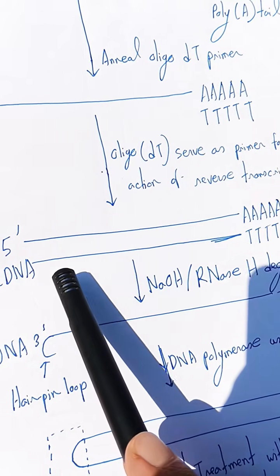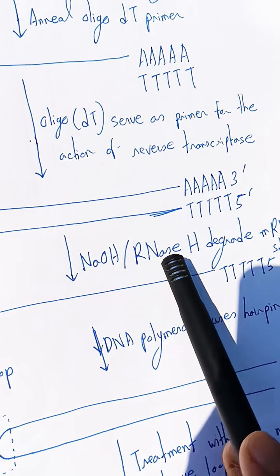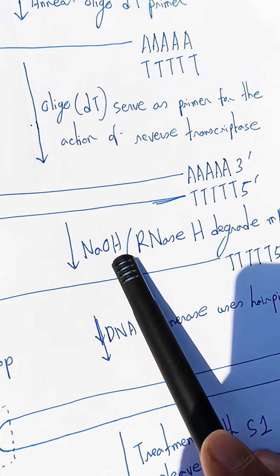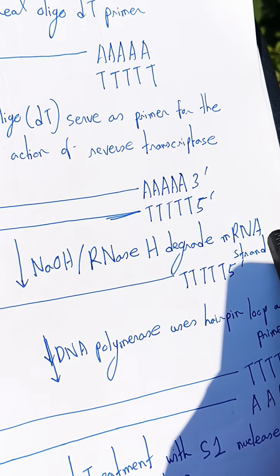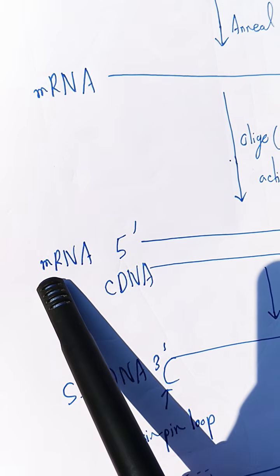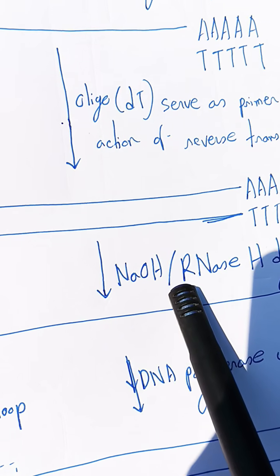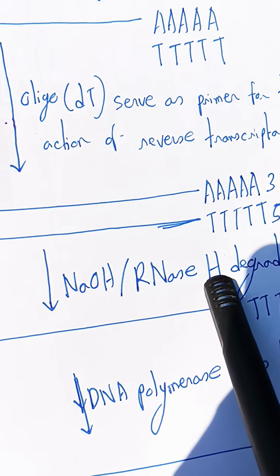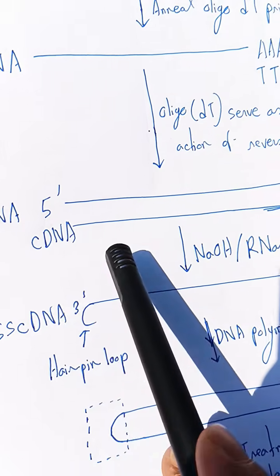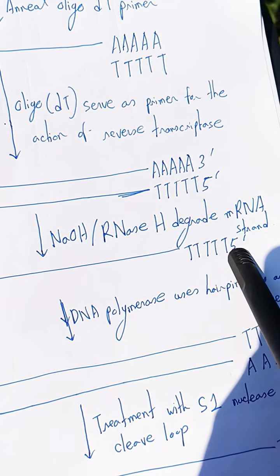Now, as the synthesis occurs, we use another enzyme, or sodium hydroxide alkali, to degrade the messenger RNA, as our goal is to synthesize cDNA, not messenger RNA. So we degrade this messenger RNA with the help of an alkali, sodium hydroxide, or RNase H, and we keep only the cDNA. This is your cDNA, which contains your T.